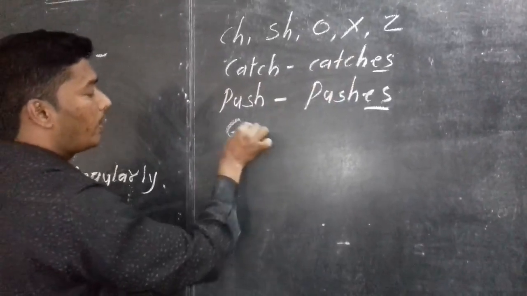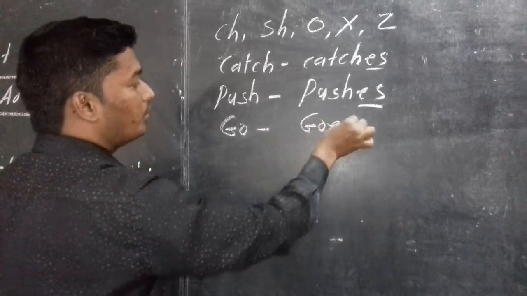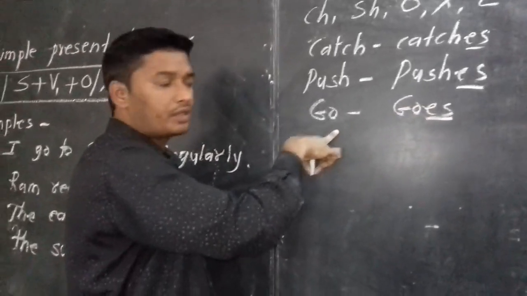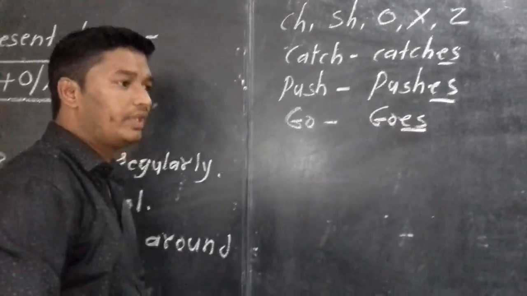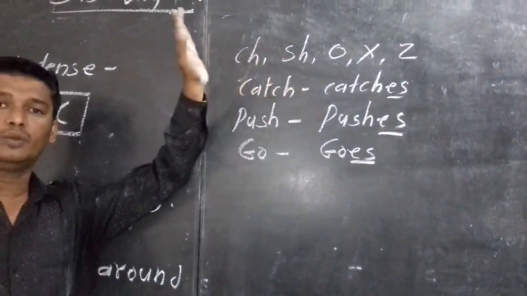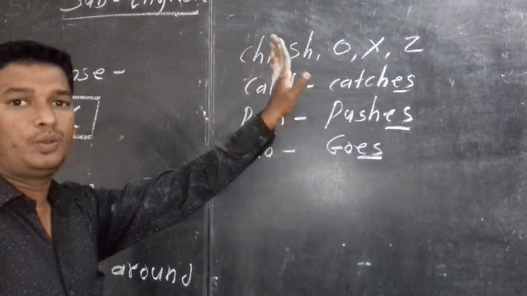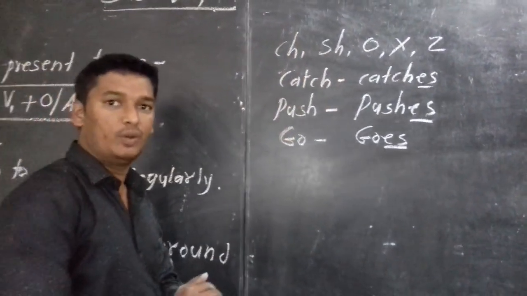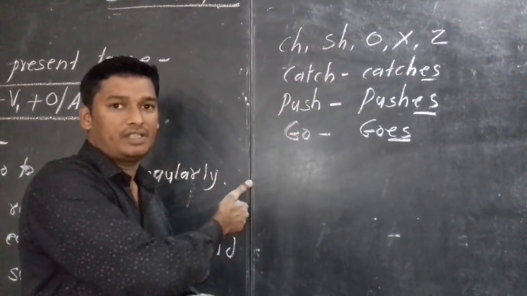Go, goes. O is there, so es is added. In this way, if the main verb ends with these letters, then we should add es to those main verbs. Okay, these are simple examples.